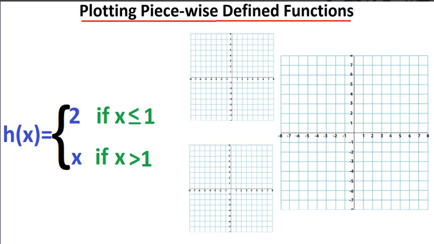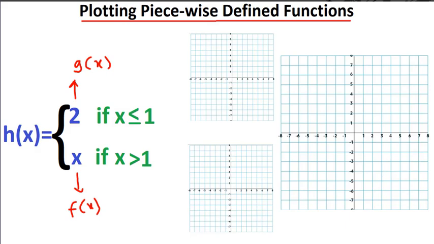So here we have a function h of x equals 2 if x is less than or equal to 1, and h of x equals x if x is greater than 1. Keep in mind that h of x is basically divided into two pieces. If I say this piece is g of x and this piece is f of x, then it will be easier for you to understand.